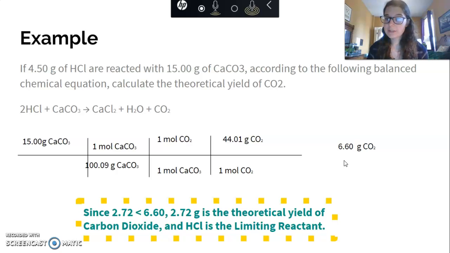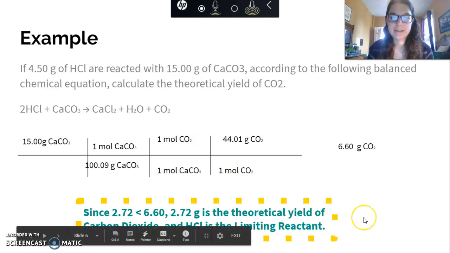Since 2.72, the calculation we did in the slide before, is less than 6.6 grams, 2.72 grams is the theoretical yield that we will use for this example of carbon dioxide, and HCl would be the limiting reactant, even though they don't really ask.